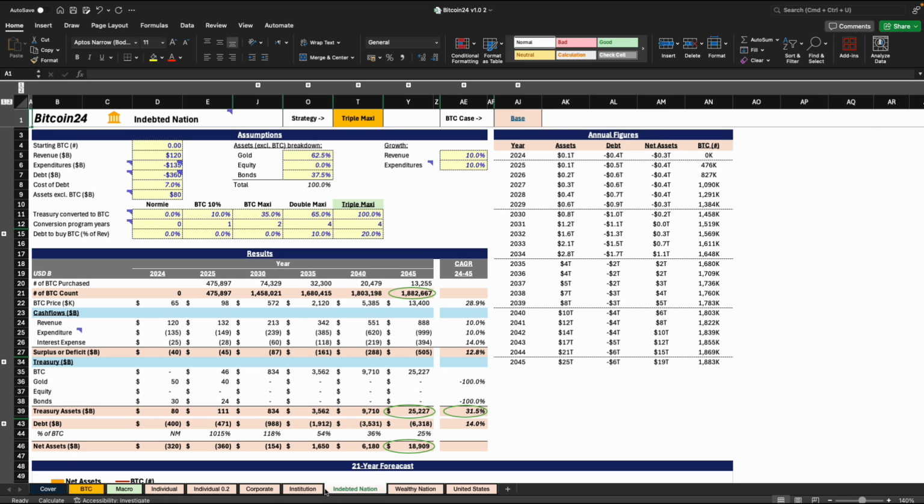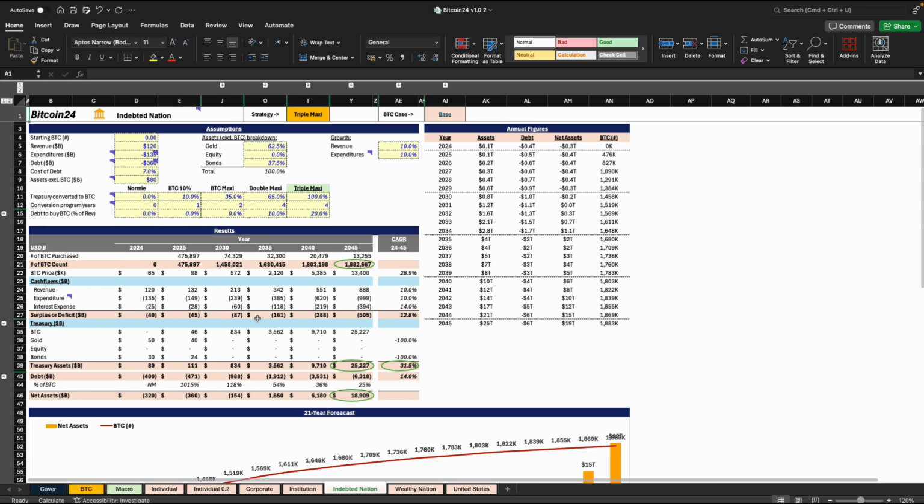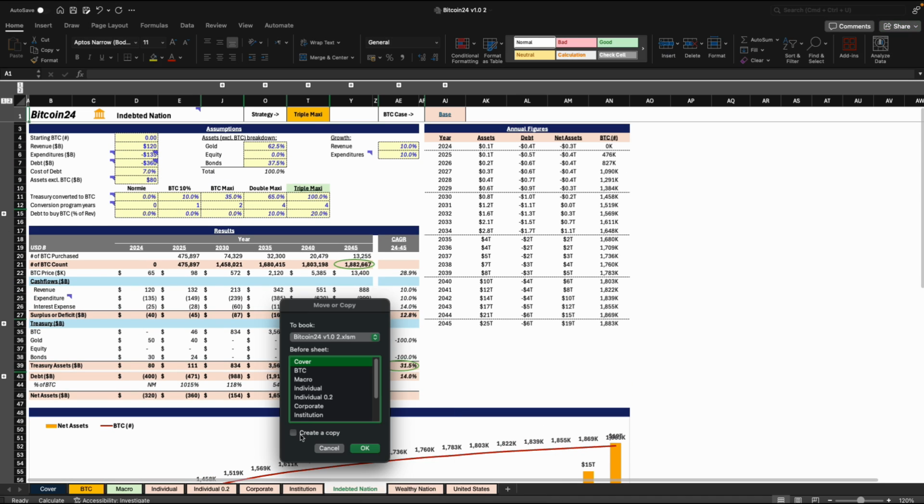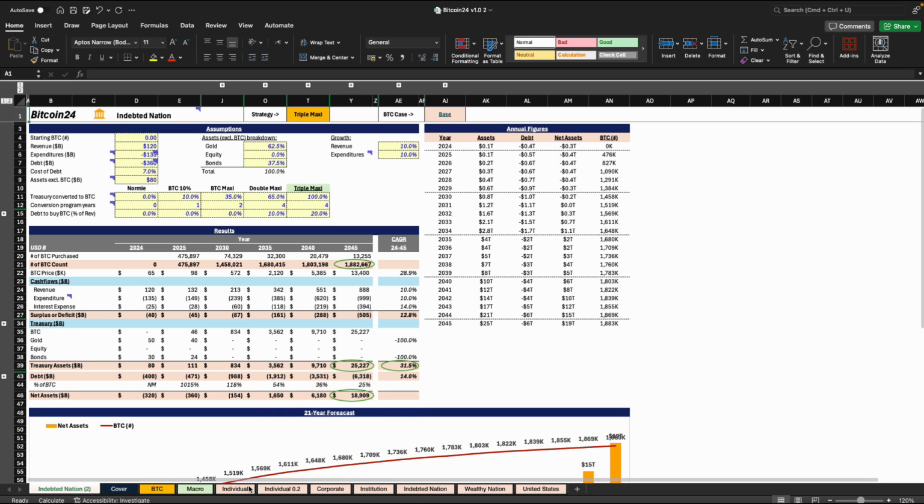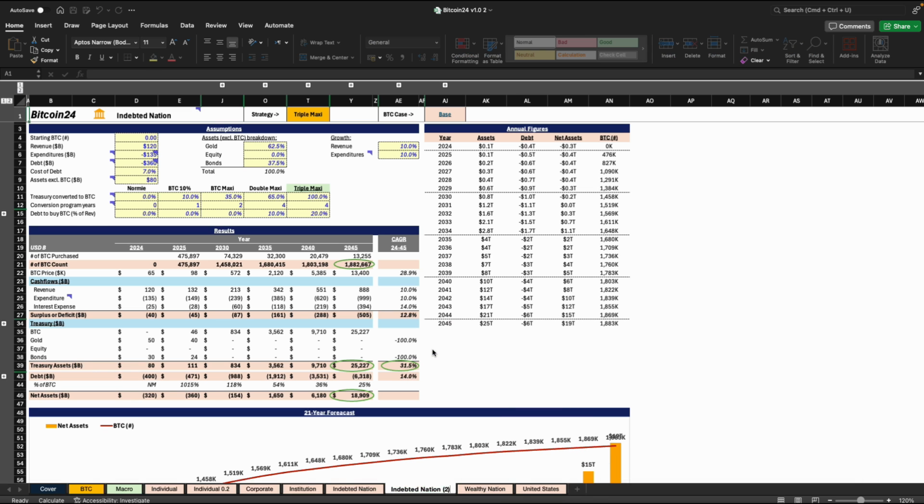I want to skip ahead into an indebted nation. So Lebanon is basically an indebted nation. It's around $80 billion in debt, or maybe even $100 billion. Correct me on that. So I'm going to work with this one to talk about Lebanon as a country, and let's call it indebted nation. Let's create a copy. Let's call it indebted nation Lebanon.